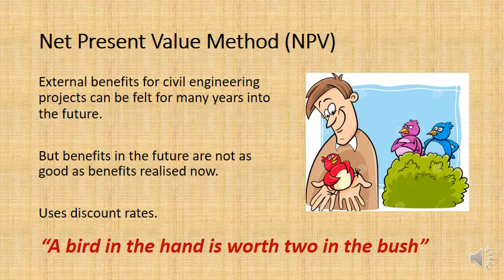So now let's say we have assessed the value for the external benefits and the external costs. Now we need to assess everything using a cost-benefit analysis method. The cost-benefit analysis method that I'm going to tell you about first is the net present value method, or NPV.